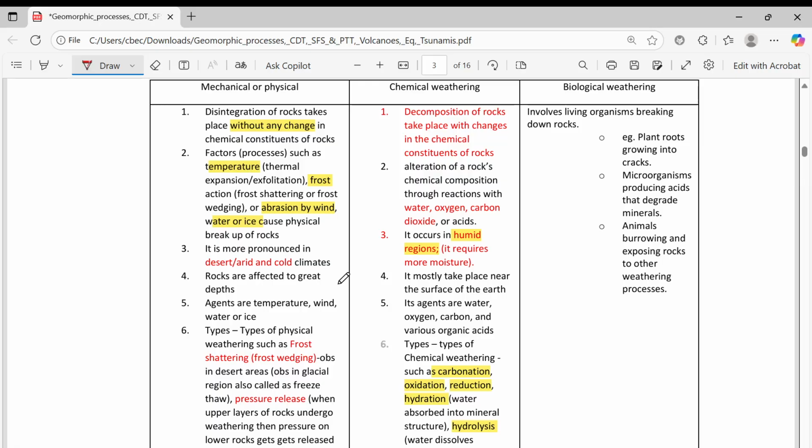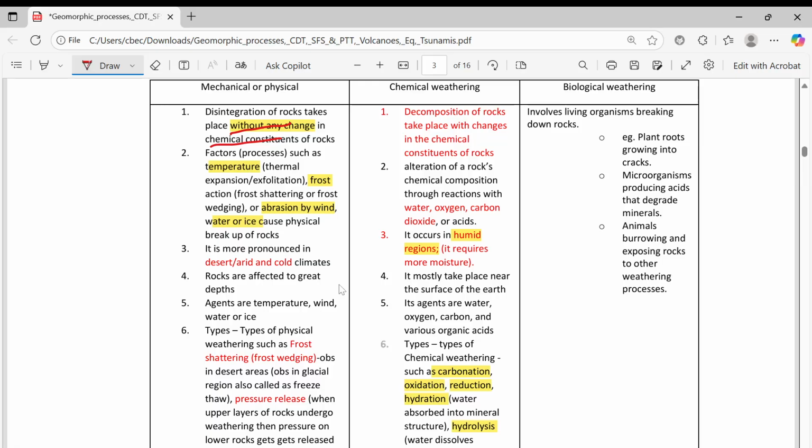Physical weathering is also called mechanical weathering. Here, without any change in the chemical constituents of the rock, you are simply taking the rock and breaking it into as many fragments as possible. That is physically breaking down. It is like taking a chocolate and breaking it into as many parts as possible. But if you take the chocolate and put it in water and do something, you are changing it chemically.